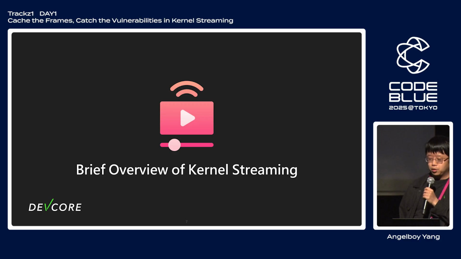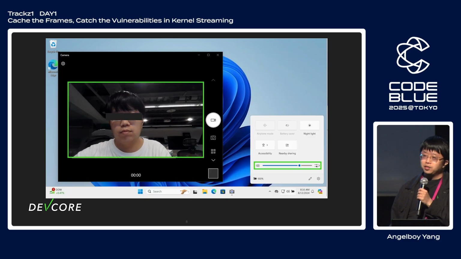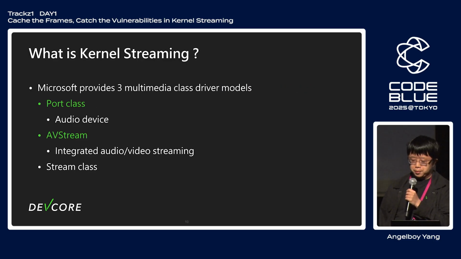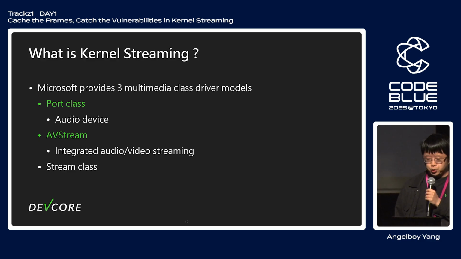Let's quickly go through kernel streaming first. On a Windows system, when you open the webcam or microphone, the system needs to read or write real-time data, such as your voice and captured imagery from your device, into RAM. It is essential to read data into your computer more efficiently. Microsoft provides a framework called kernel streaming to handle this data. In kernel streaming, three multimedia class driver models are provided: port class, AVStream, and stream class. Due to time constraints, we will not go into detail.